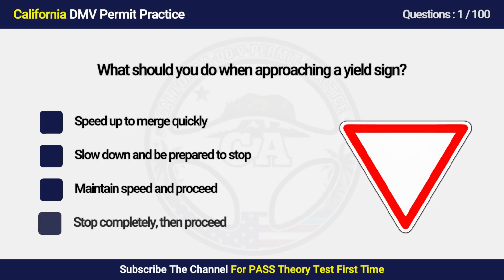Question 1. What should you do when approaching a yield sign? A. Speed up to merge quickly. B. Slow down and be prepared to stop. C. Maintain speed and proceed. D. Stop completely, then proceed.